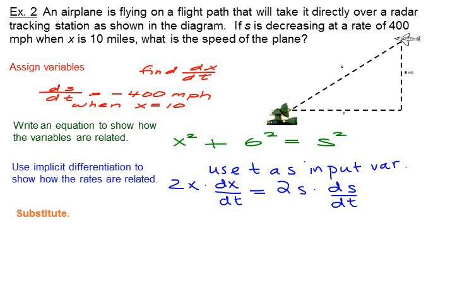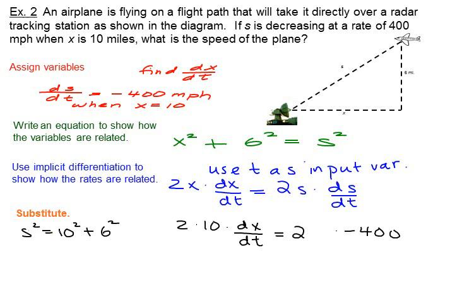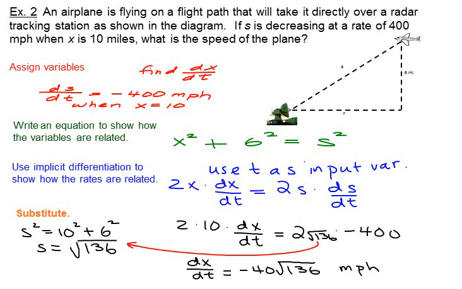Substituting, we know that x is 10 and ds/dt is negative 400, but we don't have s. Can we find it? At this moment in time, the altitude is 6 and the horizontal distance is 10. Substituting that into the Pythagorean theorem gives us s equals the square root of 136. That gives us dx/dt equals negative 40 times the square root of 136 miles per hour.